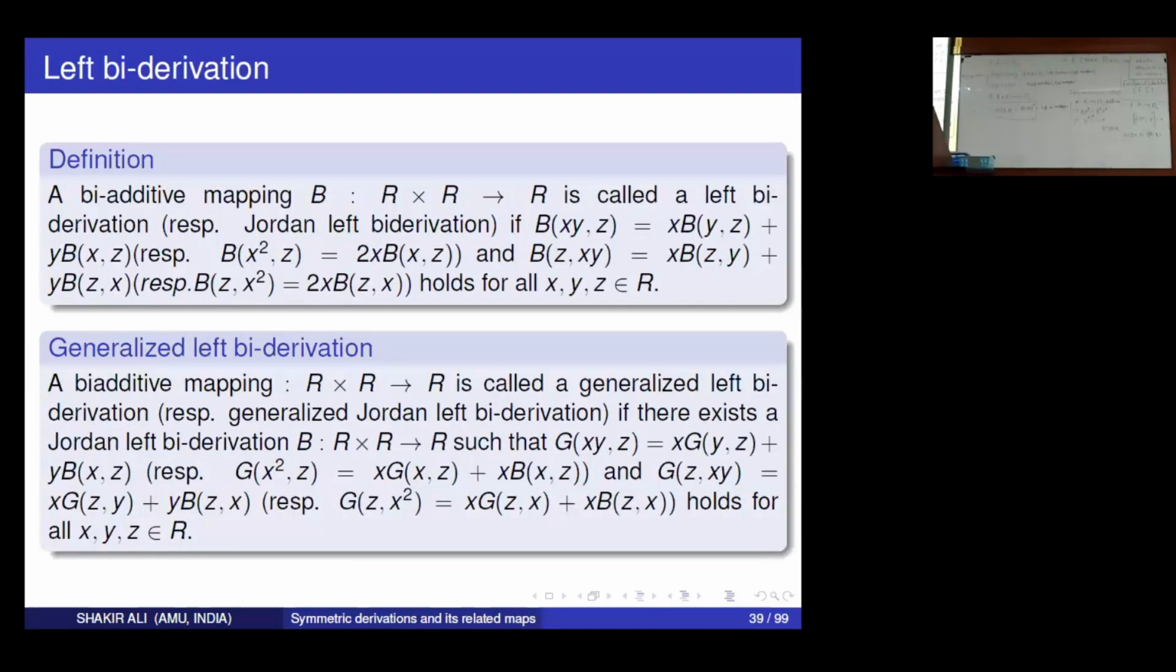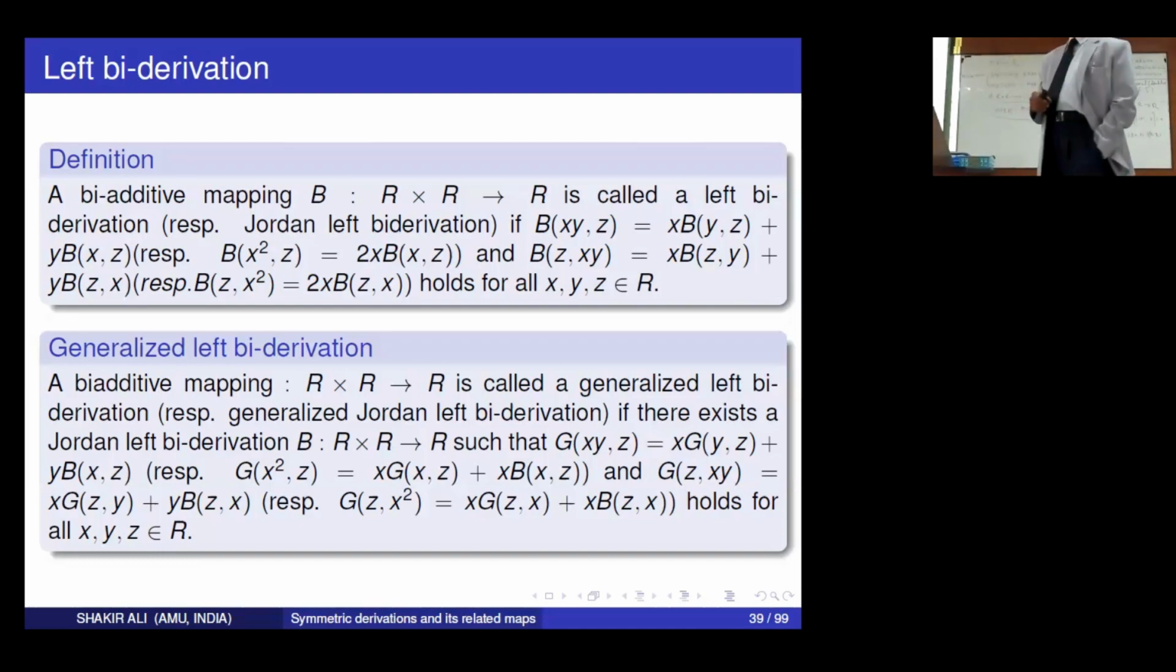And then look at the new type of definition. A bi-map is called left and right, in fact. So the left bi-derivation or Jordan left bi-derivation, if this condition is satisfied. In fact, the idea of left and right derivation is important in non-commutative rings. Otherwise, it does not make sense. If we are in the commutative case, then you can manipulate and we get the same thing.